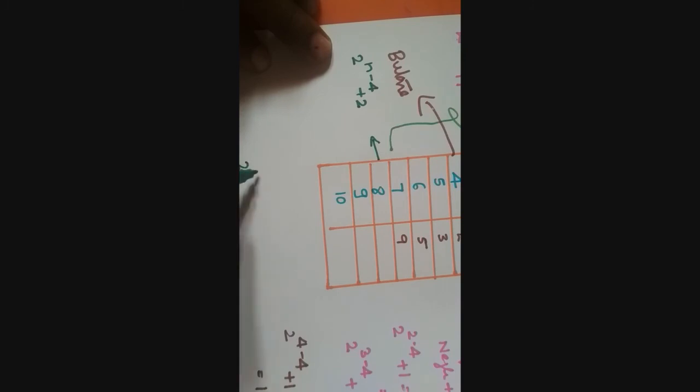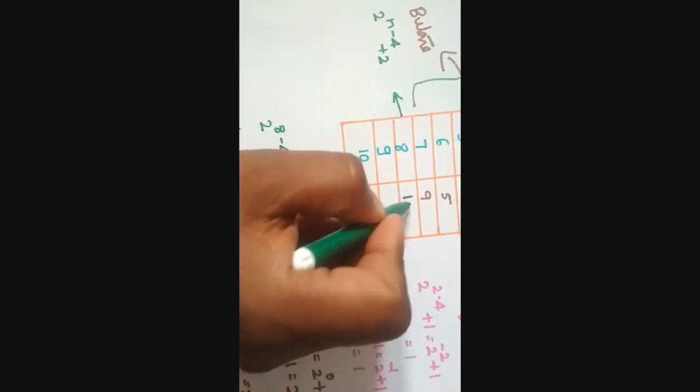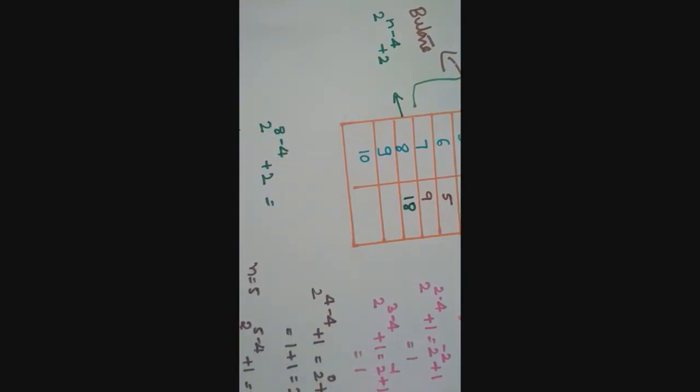2 to the power of 8 minus 4 plus 2. 2 to the power of 8 minus 4 is 2 to the power of 4. I will write 2 to the power of 4 plus 2. It can be written as 2 into 2 into 2 into 2 plus 2. 2 to the 4, 4 to the 8, 8 to the 16. 16 plus 2 is how much? 18 isomers are possible.